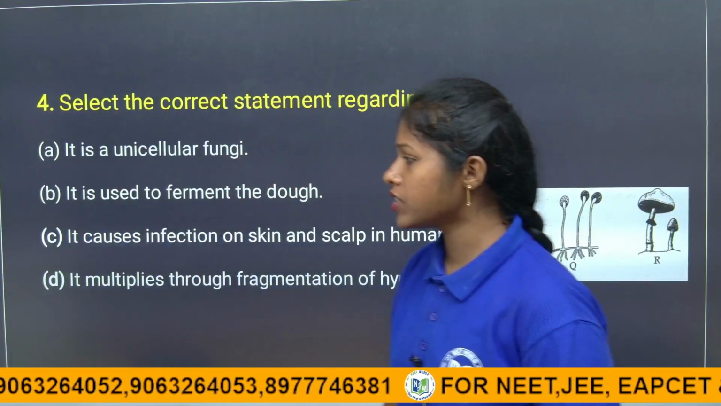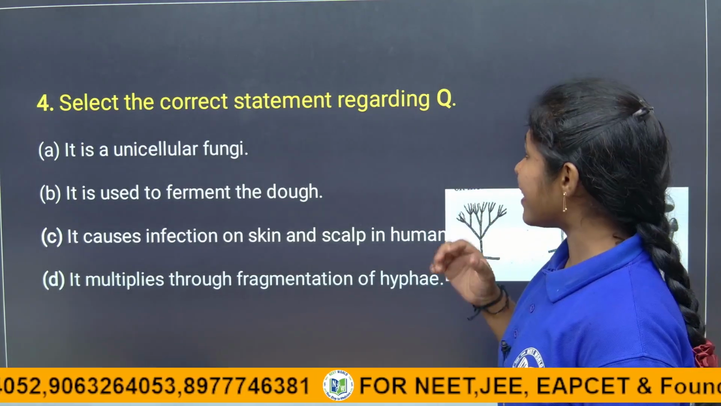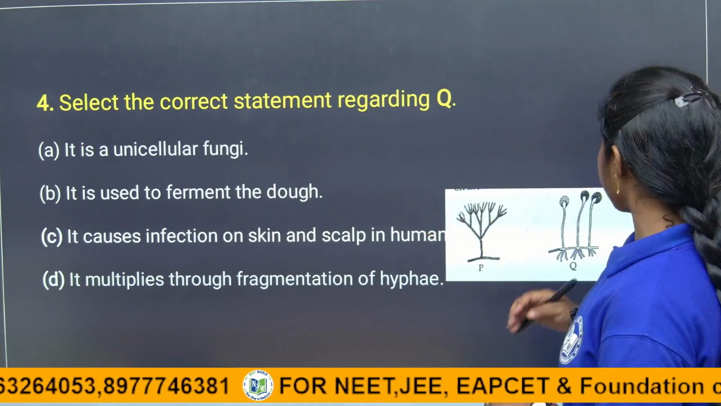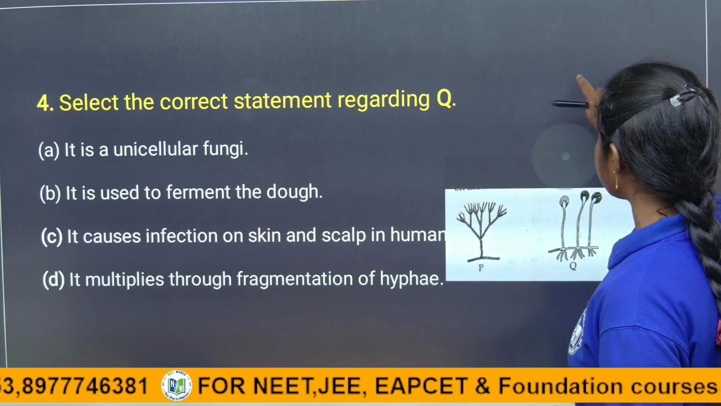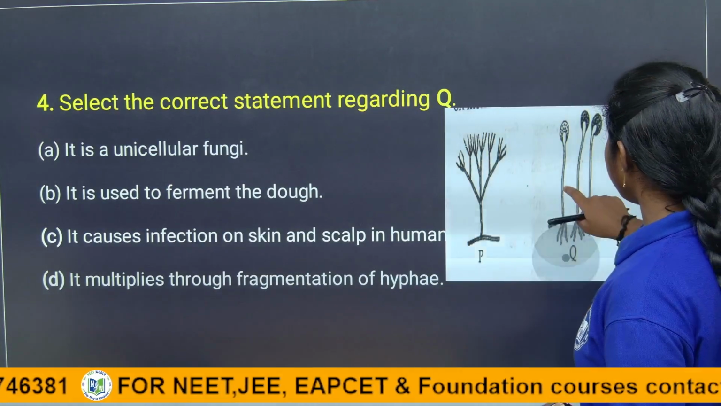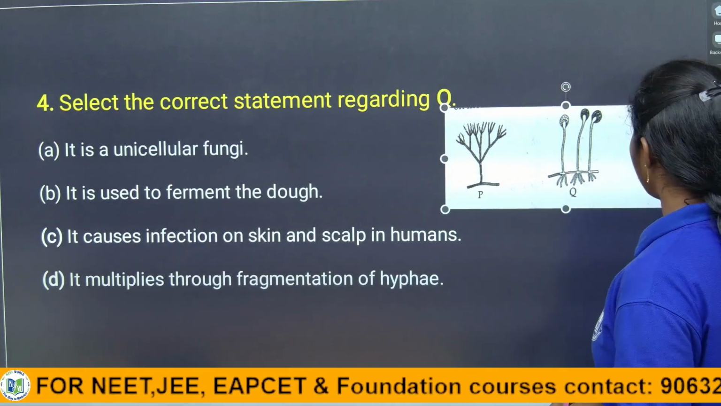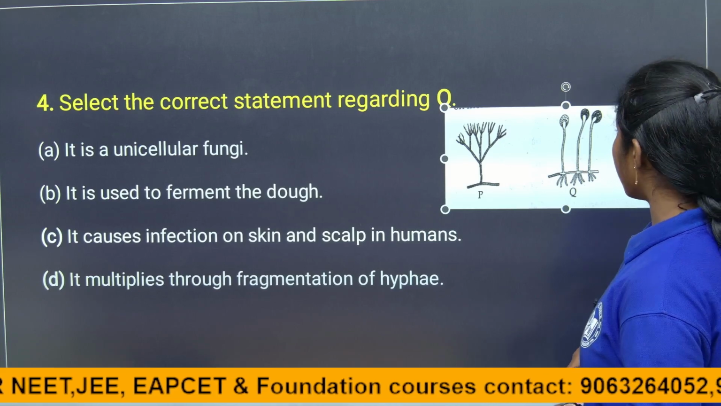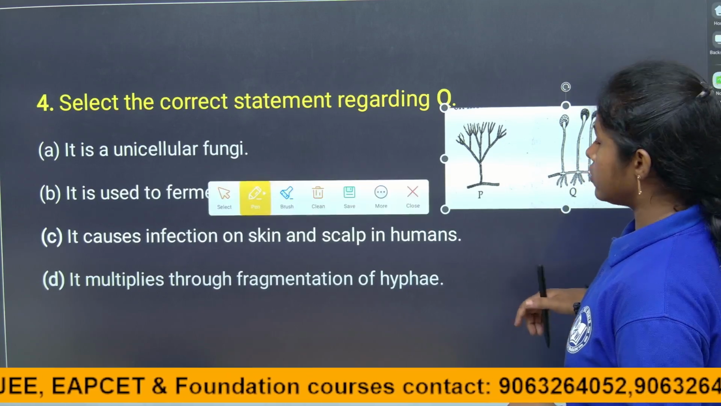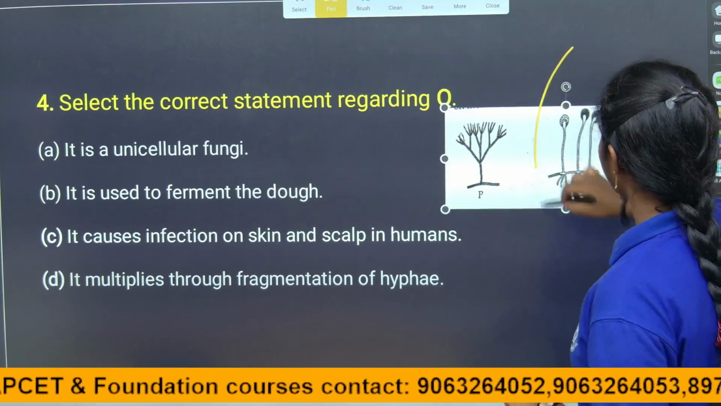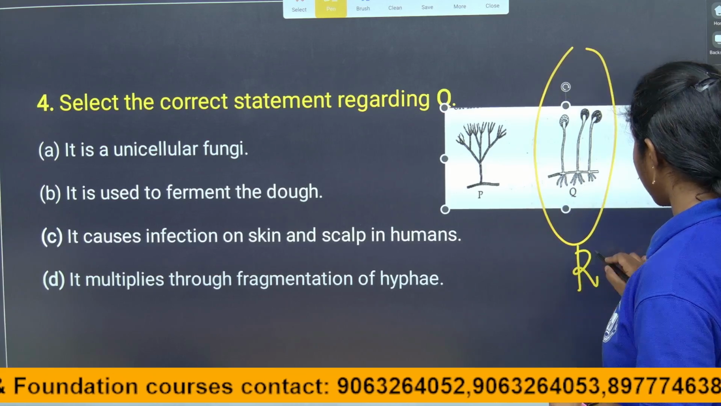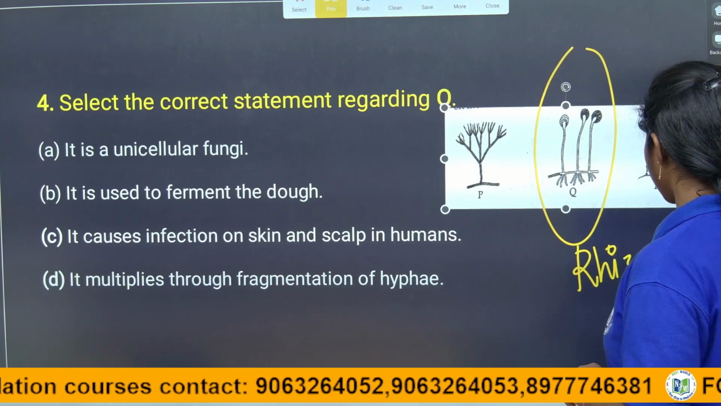Coming to the next question, select the correct statement regarding Q. They are asking for the correct statement regarding Q. So see, Q is the rhizopus, children. Q is the rhizopus.